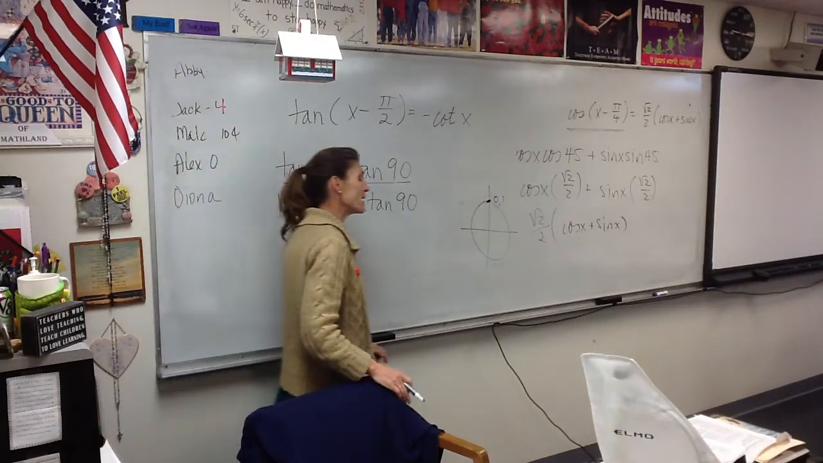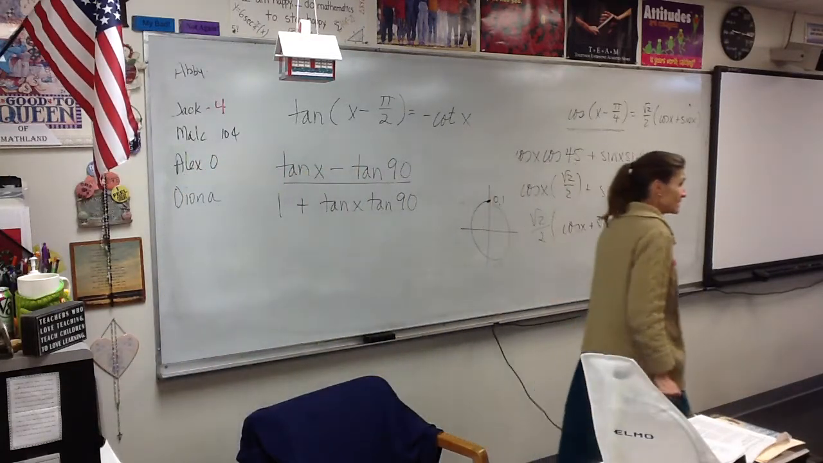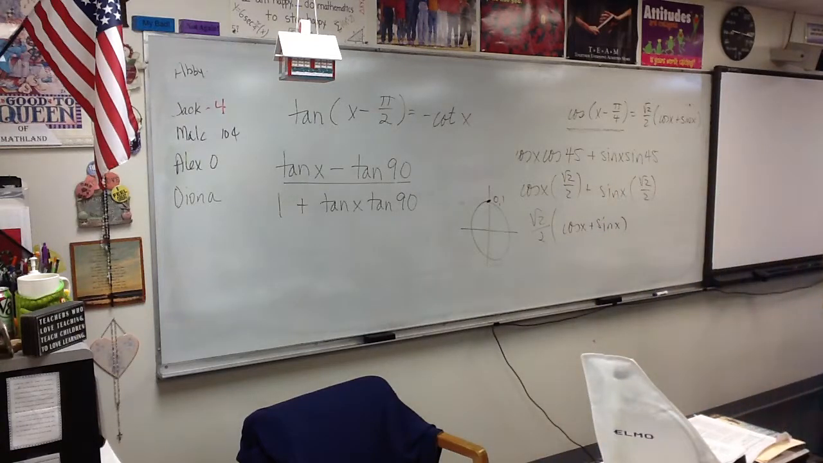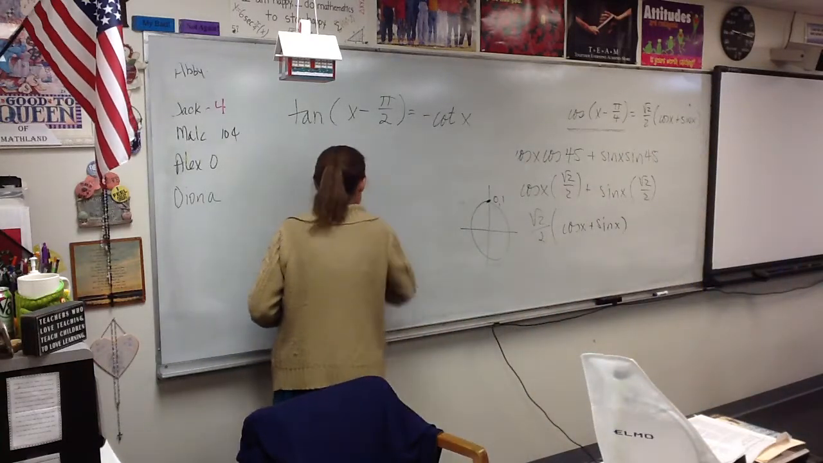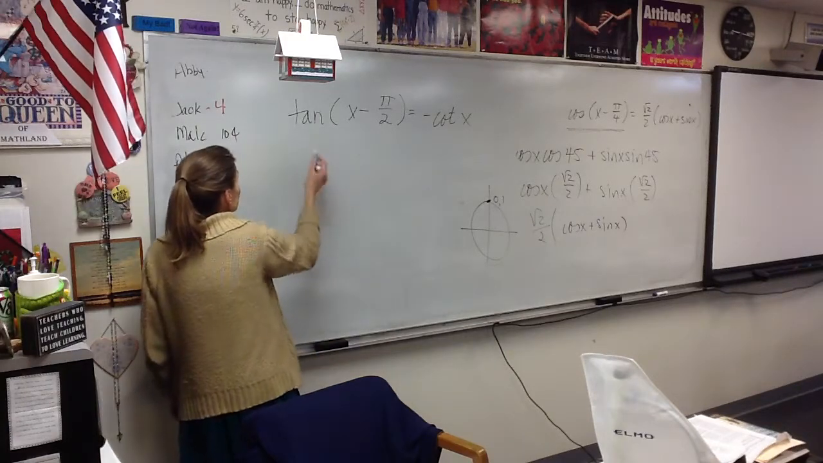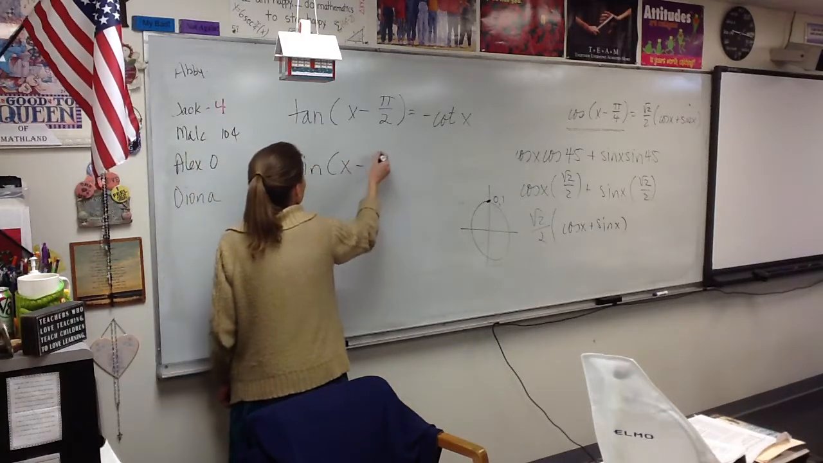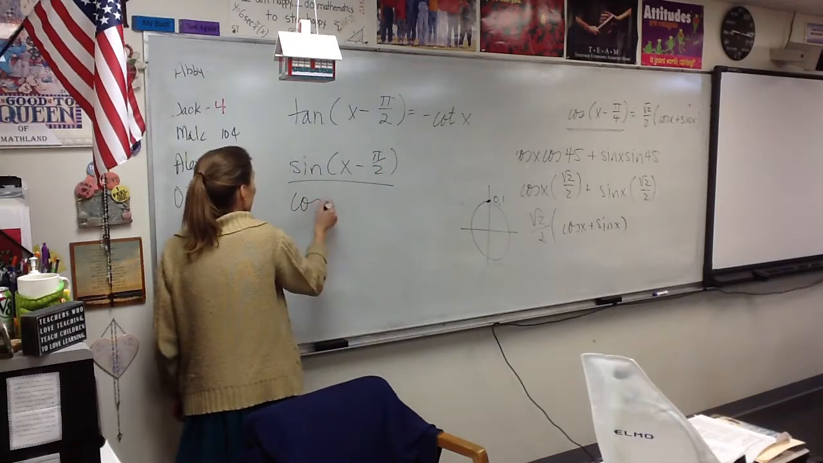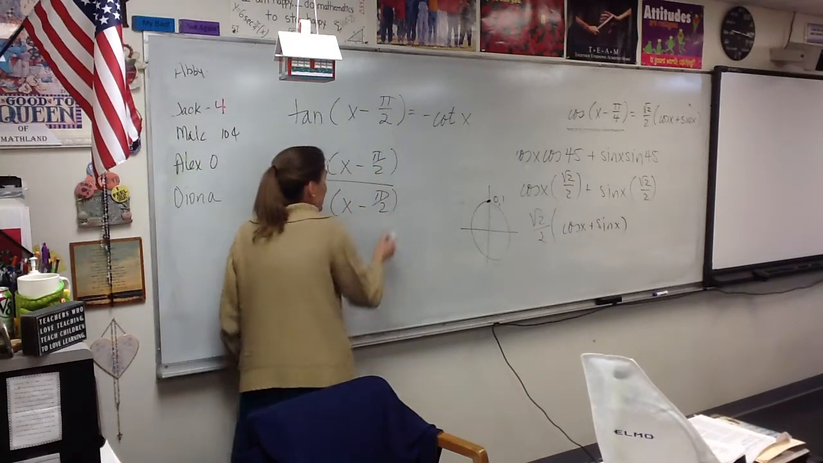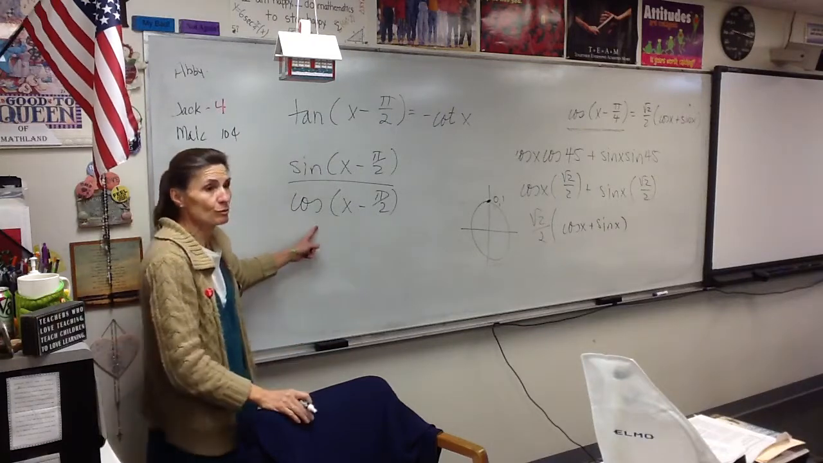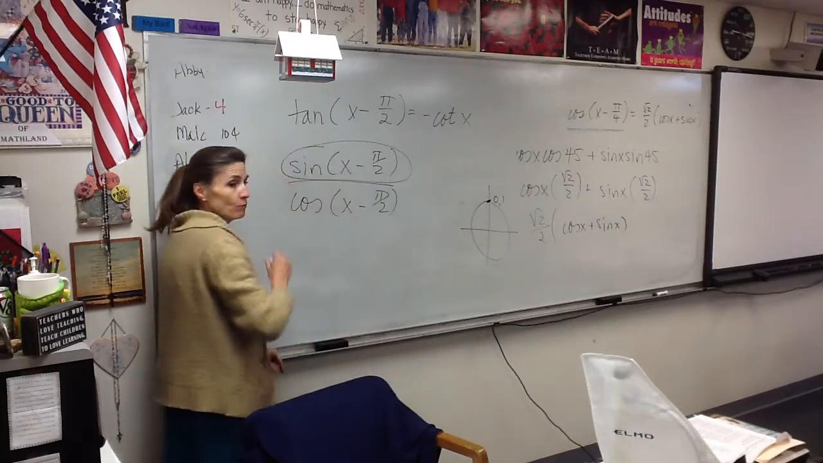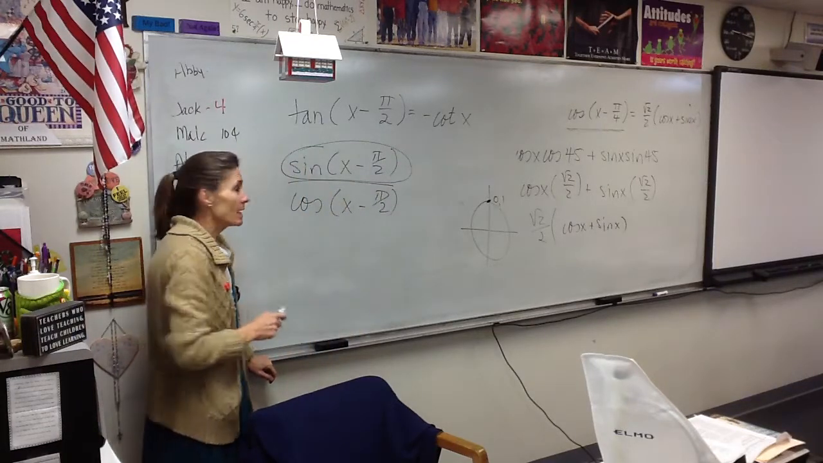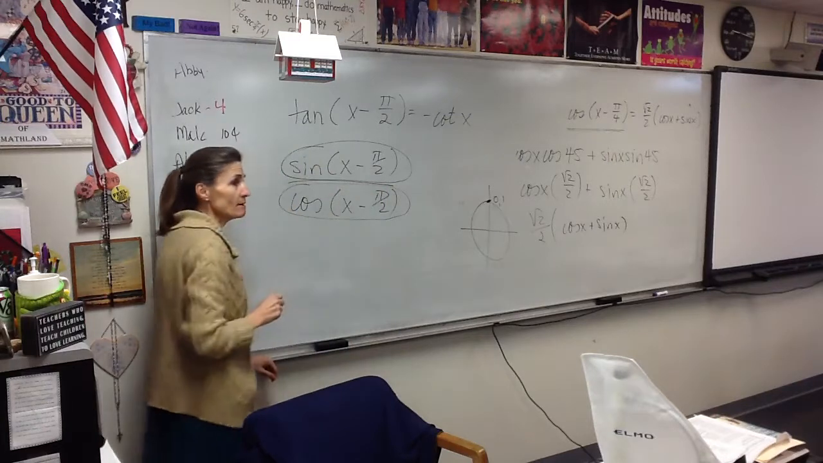The issue is you can't find the tangent of 90, right? That's the issue. So what if we didn't do tangents? What if we went back to the original problem and said, okay, this equals the sine of the angle over the cosine of the angle. Now, is that a true statement? Is that true? Can I do this? Do I have a formula for this?